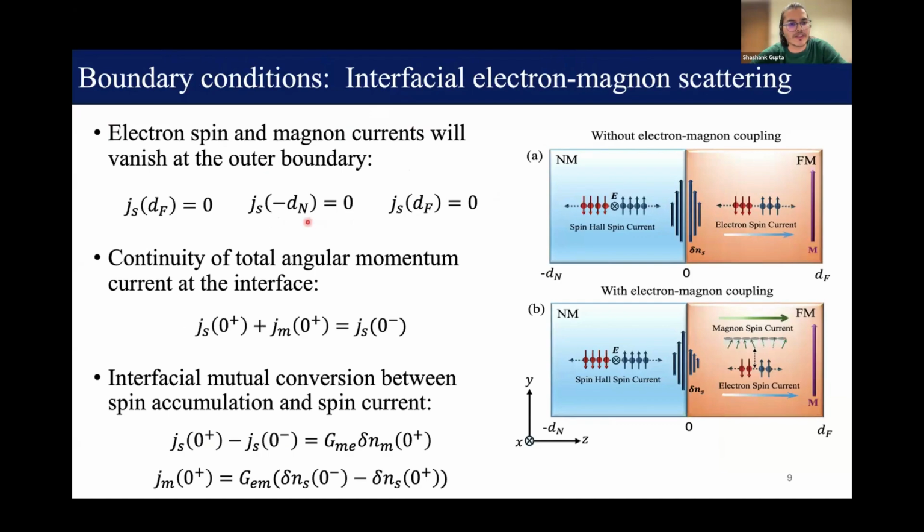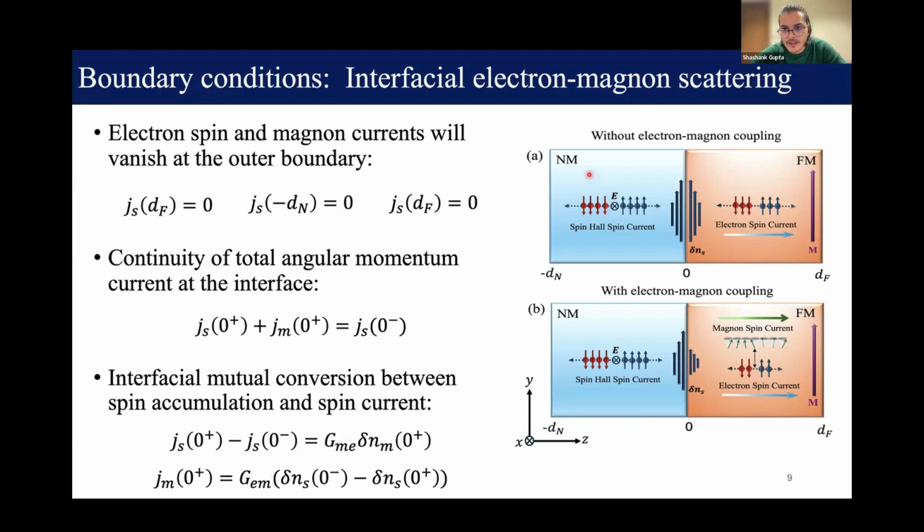The first 3 boundary conditions are very trivial, saying that the magnon current will vanish at the outer boundaries. The fourth boundary condition is the conservation of total angular momentum. The last 2 boundary conditions are the key ones because they deal with the interfacial electron-magnon coupling. The first tells us that part of the magnon spin accumulation converts into the electron spin current. The second tells us that part of the electron spin accumulation converts into the magnon current, where GME and GM are spin conversion coefficients.